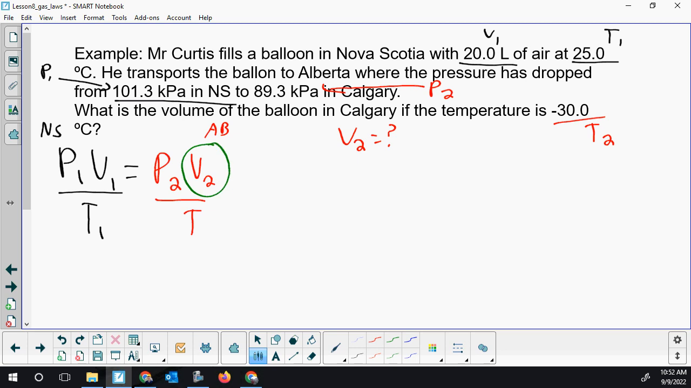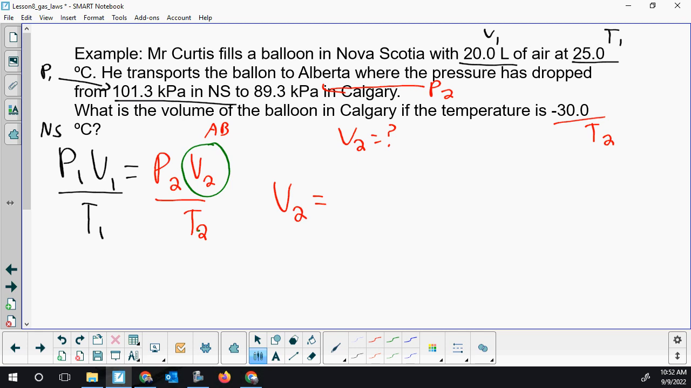Now I'm going to fly through the algebra. There's always a few ways to do the algebra. You could cross multiply, get rid of any denominators, or you could just start moving variables around. I'm going to do it orally. I'm not going to show all my steps. I want to get V2 by itself.